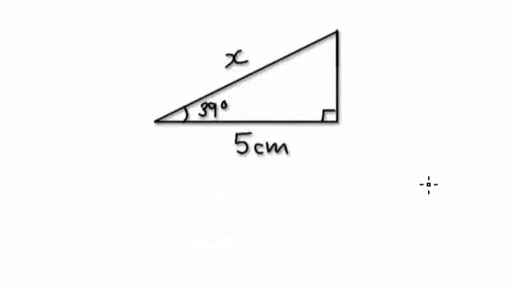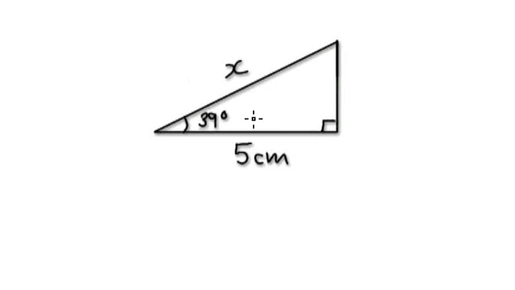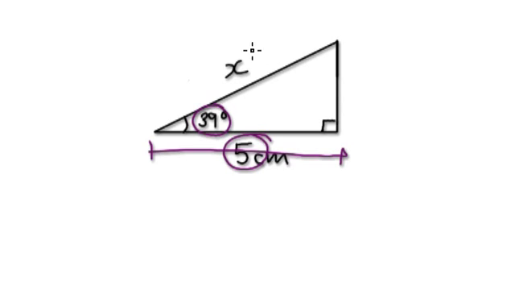So let me give you 3 examples here. Suppose you're given this here. Remember, trigonometry only works if this angle here is 90 degrees. So it has to be a right angle triangle in order for it to work. You're given this length here to be 5 centimeters, and this angle here is 39 degrees. Work out this length here. Work out x, this length here.